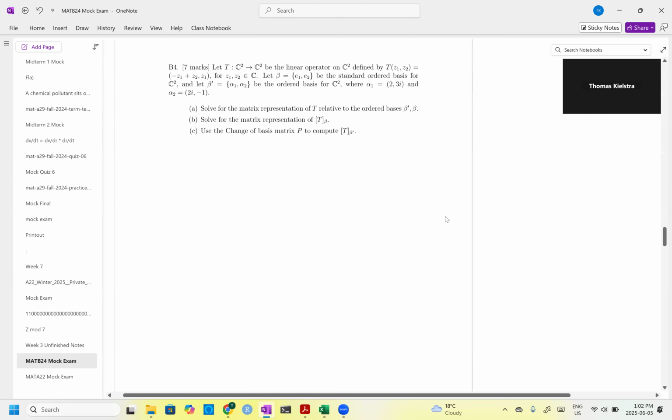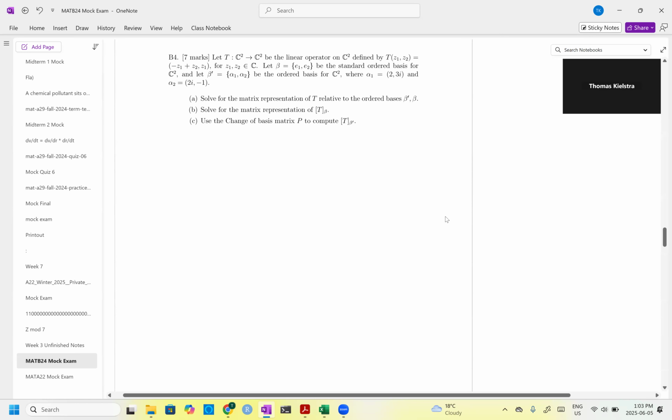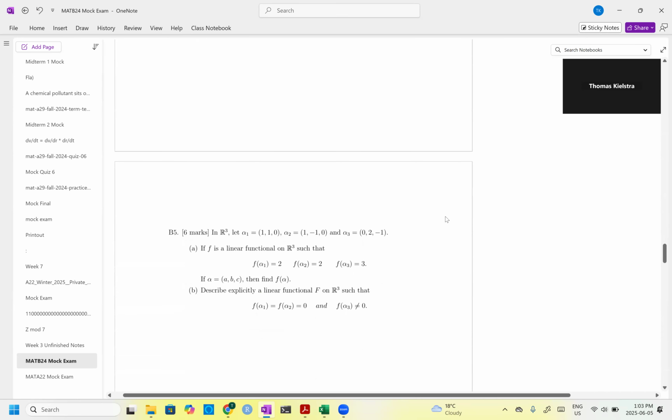Okay. Now what we have is computing a matrix representation, computing a change of basis matrix, and to compute P, I'm going to leave this as something for you to work through. I think it's a good exercise, so I'm going to leave this as an exercise. Okay.